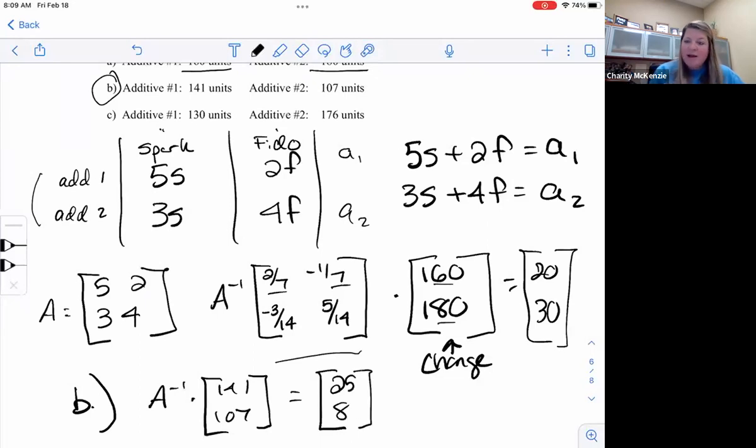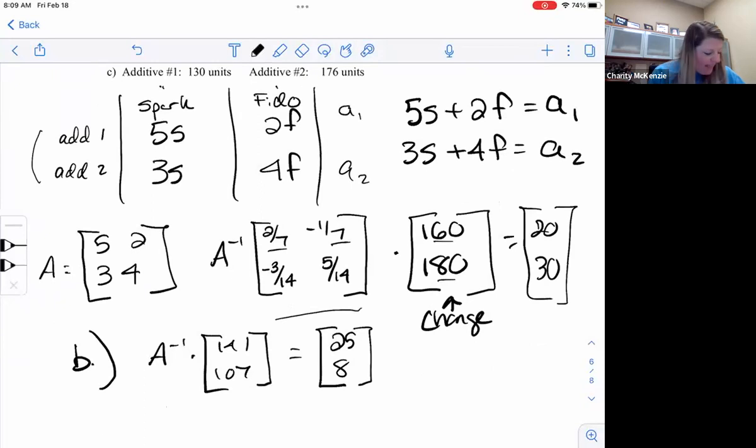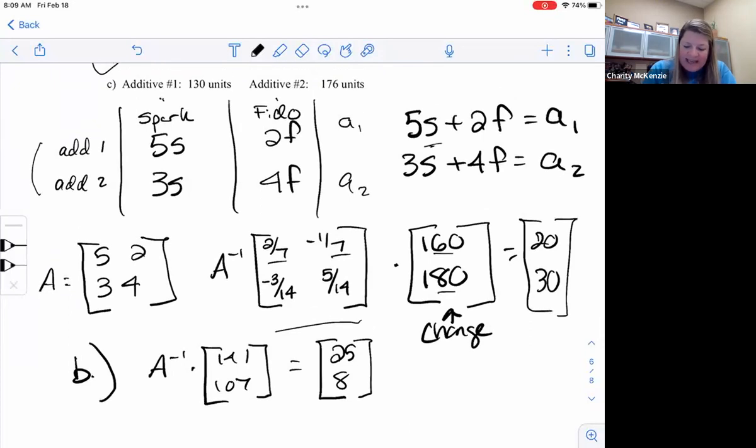Additive 1, additive 2. This means you should produce 25 bags of Sparky's Special and 8 bags of Fido's Favorite, because you're finding Sparky's and Fido's. Let's write that out just so you have it in your notes. This is 25 Sparky's bags, and this represents 8 Fido's.